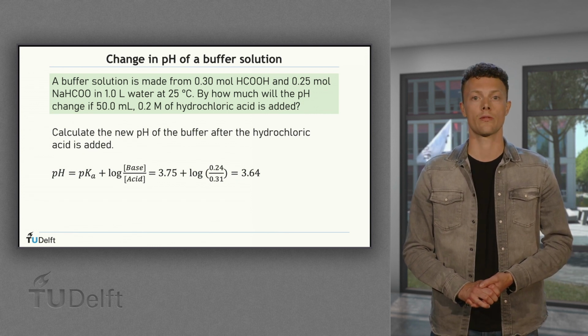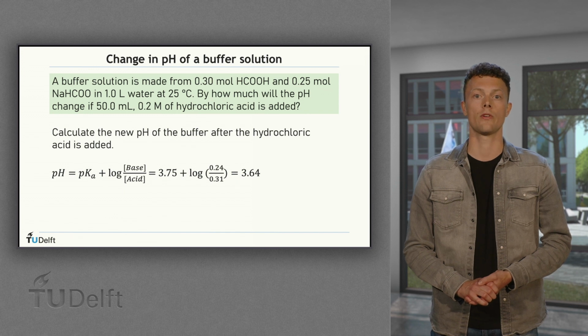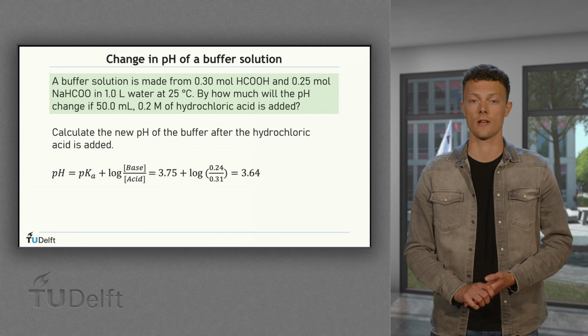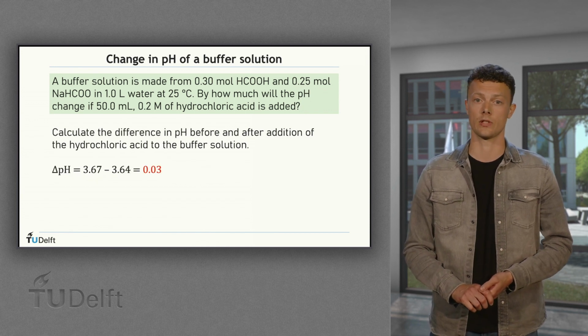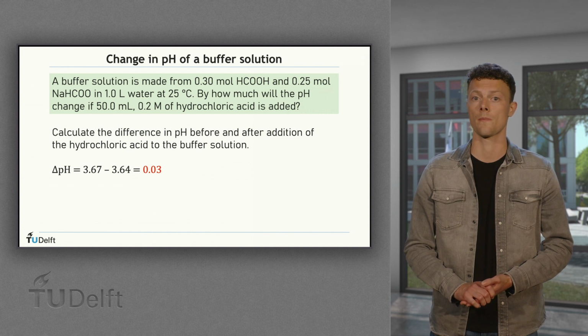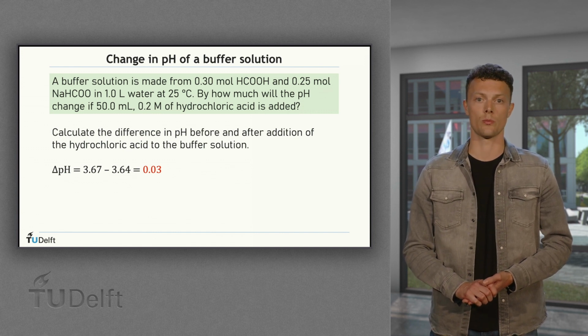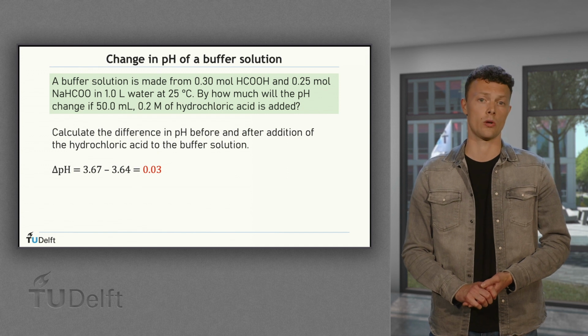The pH of the buffer solution after the addition of the hydrochloric acid can now be calculated. We again use the buffer formula to do this. When filling in the numbers, we find that the pH is now 3.64. The change in pH is simply the difference between the pH before and after the addition of the hydrochloric acid. The answer to this problem is 0.03, which is a very small number.